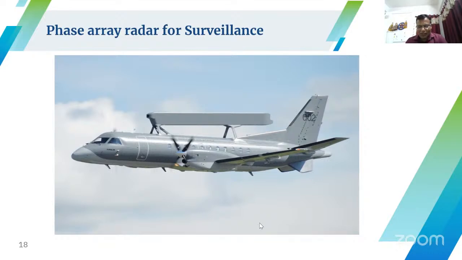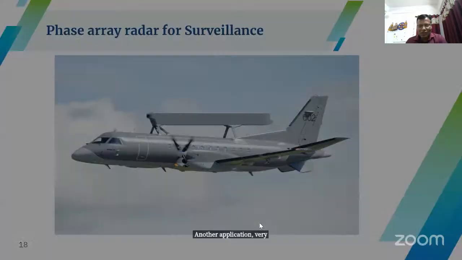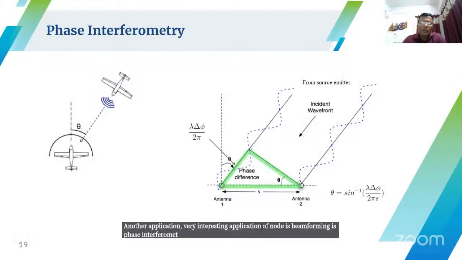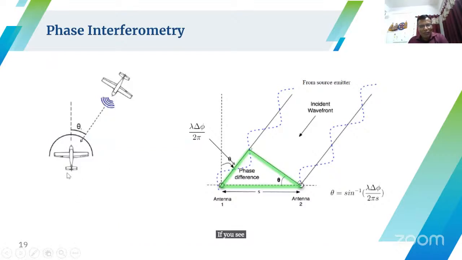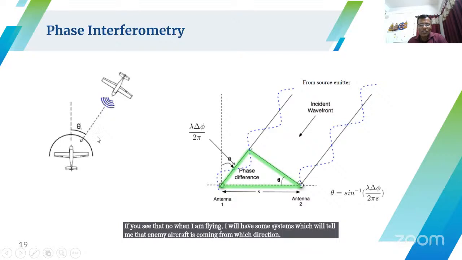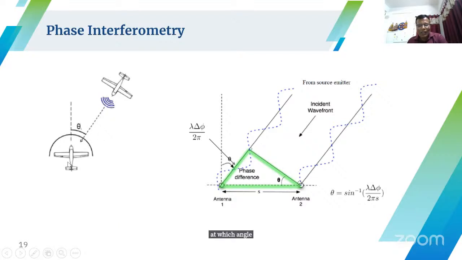Another very interesting application of this is phase interferometry, which we use extensively in the military domain. When I am flying, I will have systems which tell me that an enemy aircraft is coming from which direction, at which angle. So basically I will have some kind of antenna array either at the back of my aircraft or at the belly of my aircraft, and that will be working on the principle of phase interferometry.